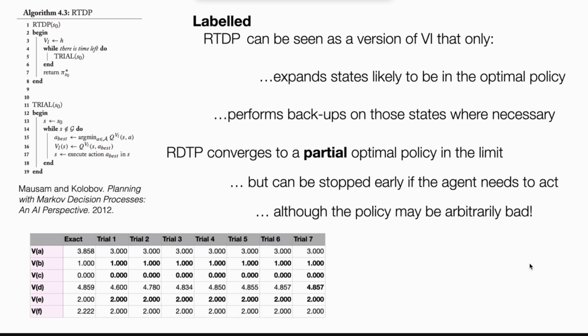Although the problem is, with any number of trials, we have no guarantee on how good the action is. So that partial policy we converge to in short, finite time could be arbitrarily bad, which is never a nice thing to have to deal with.